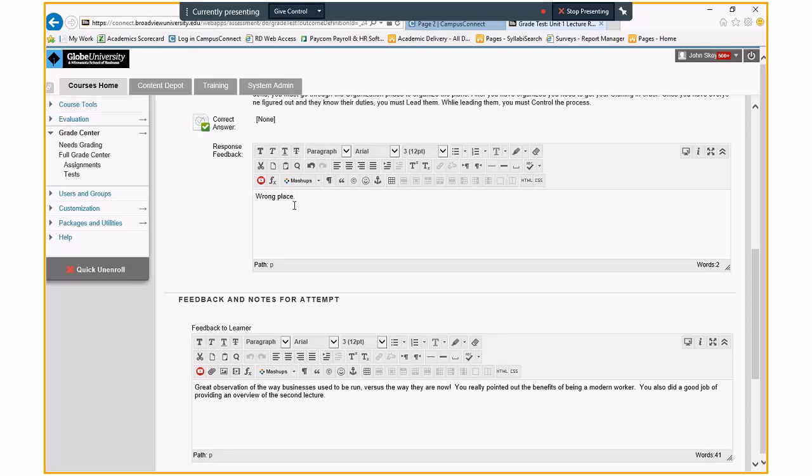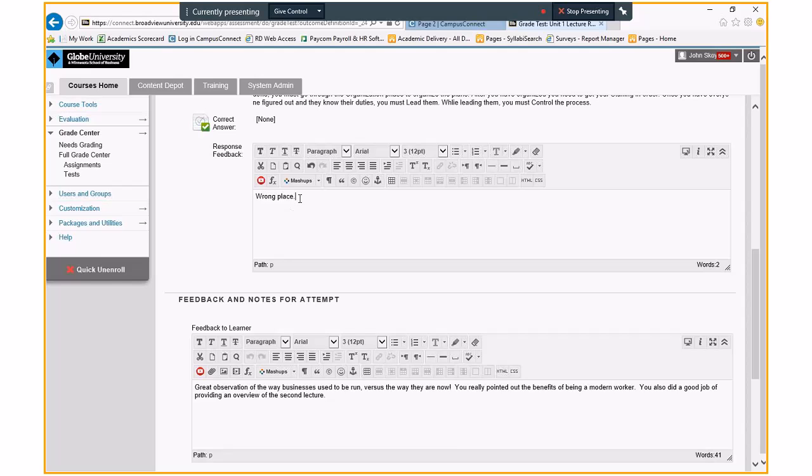It is wrong because that is the feedback on that question. If this was a 20-question quiz, Blackboard always gives you the option to give feedback on every single question. If they actually go back into their quiz, not into the Grade Center, but back into their actual quiz and go look in there, they'll see this feedback. 99% of students will not ever do that.